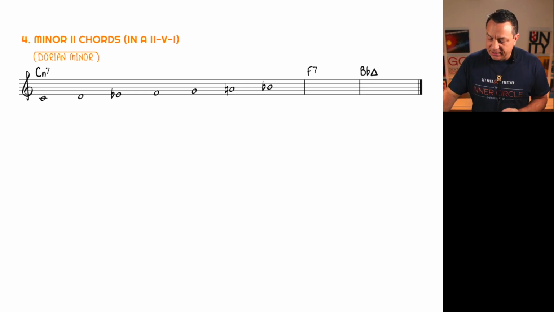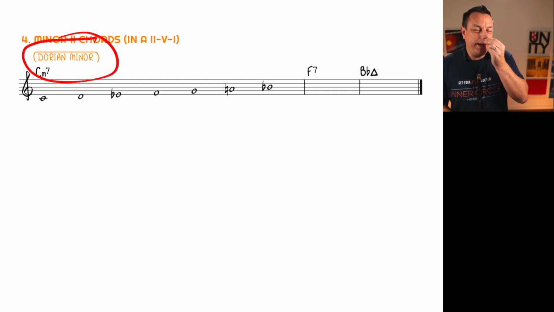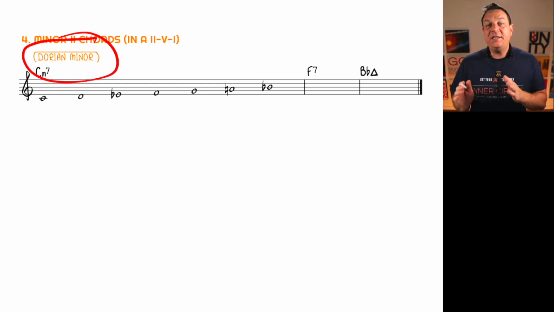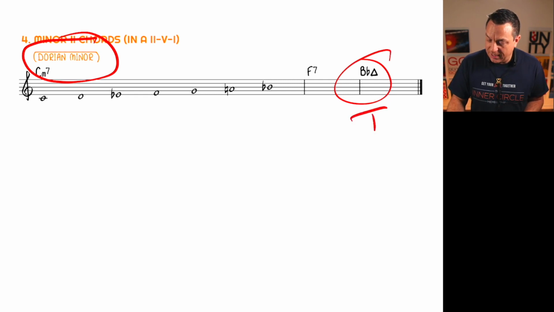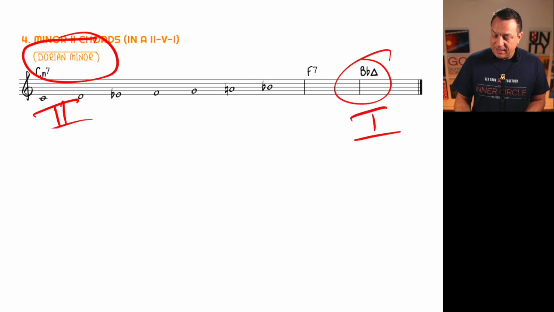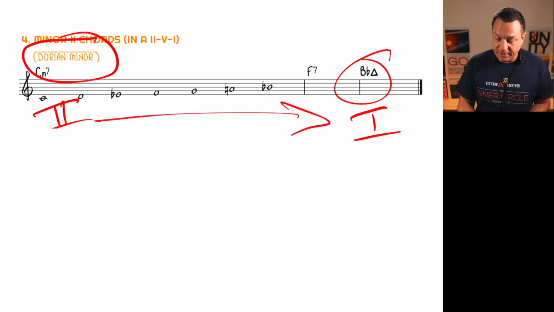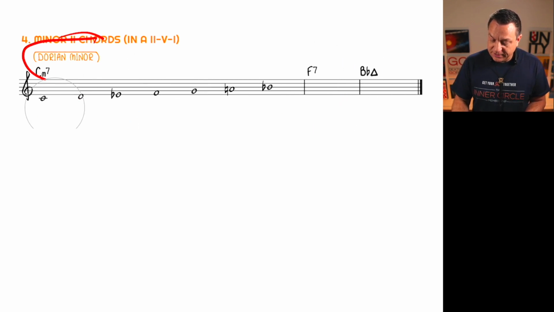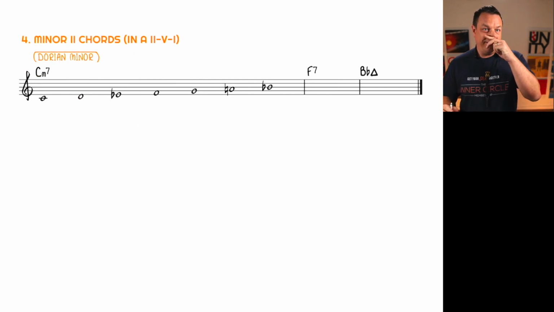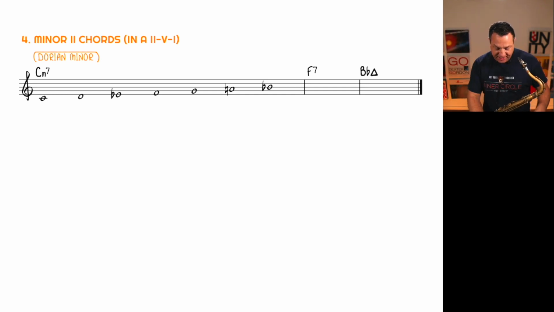Now in this context, you would use the Dorian minor, because Dorian minor is the 2nd mode of B flat major, and the key that we're in, the 1 chord, is B flat. This minor chord is functioning within the key of B flat. So we would use Dorian minor, which is a B flat major scale, starting on C. So let's have a quick demo of that. We've got C minor 7.